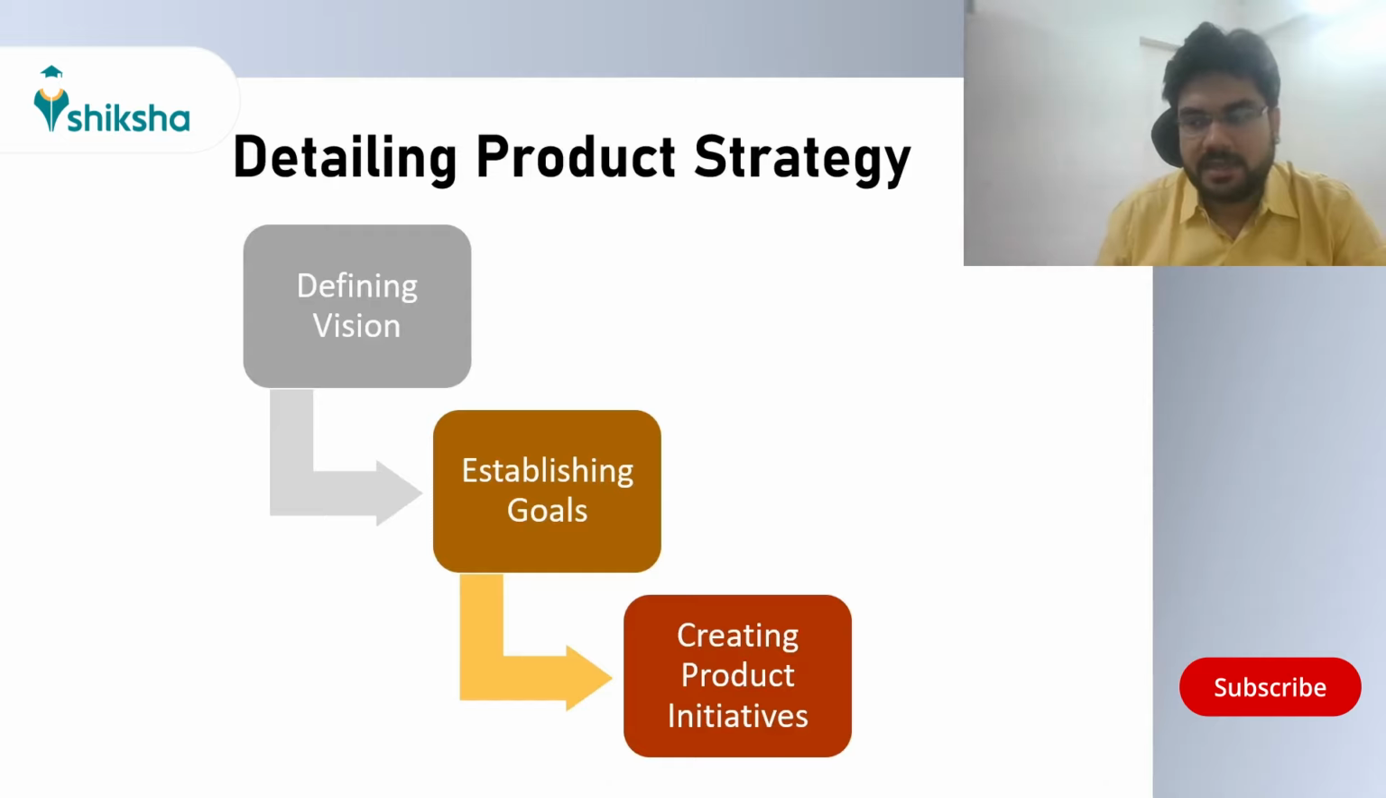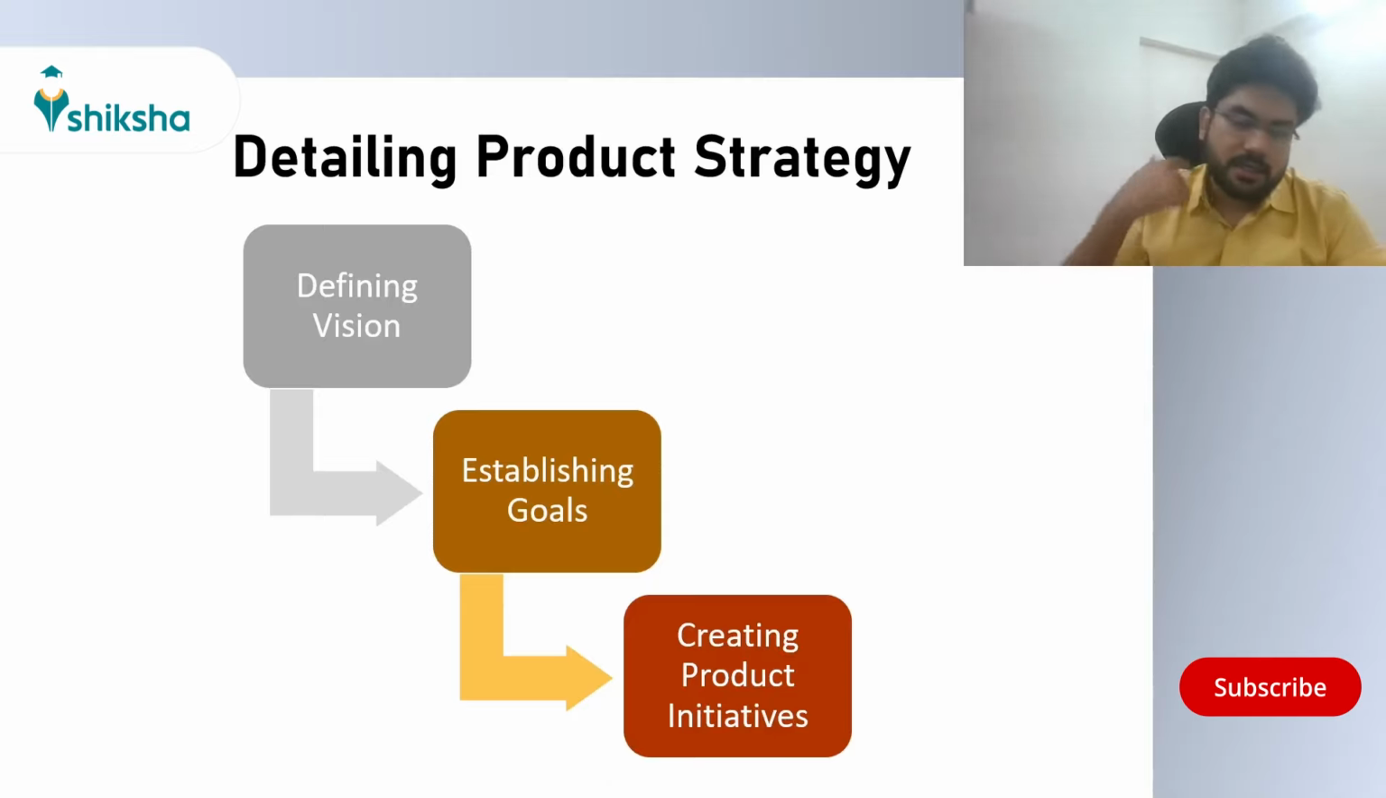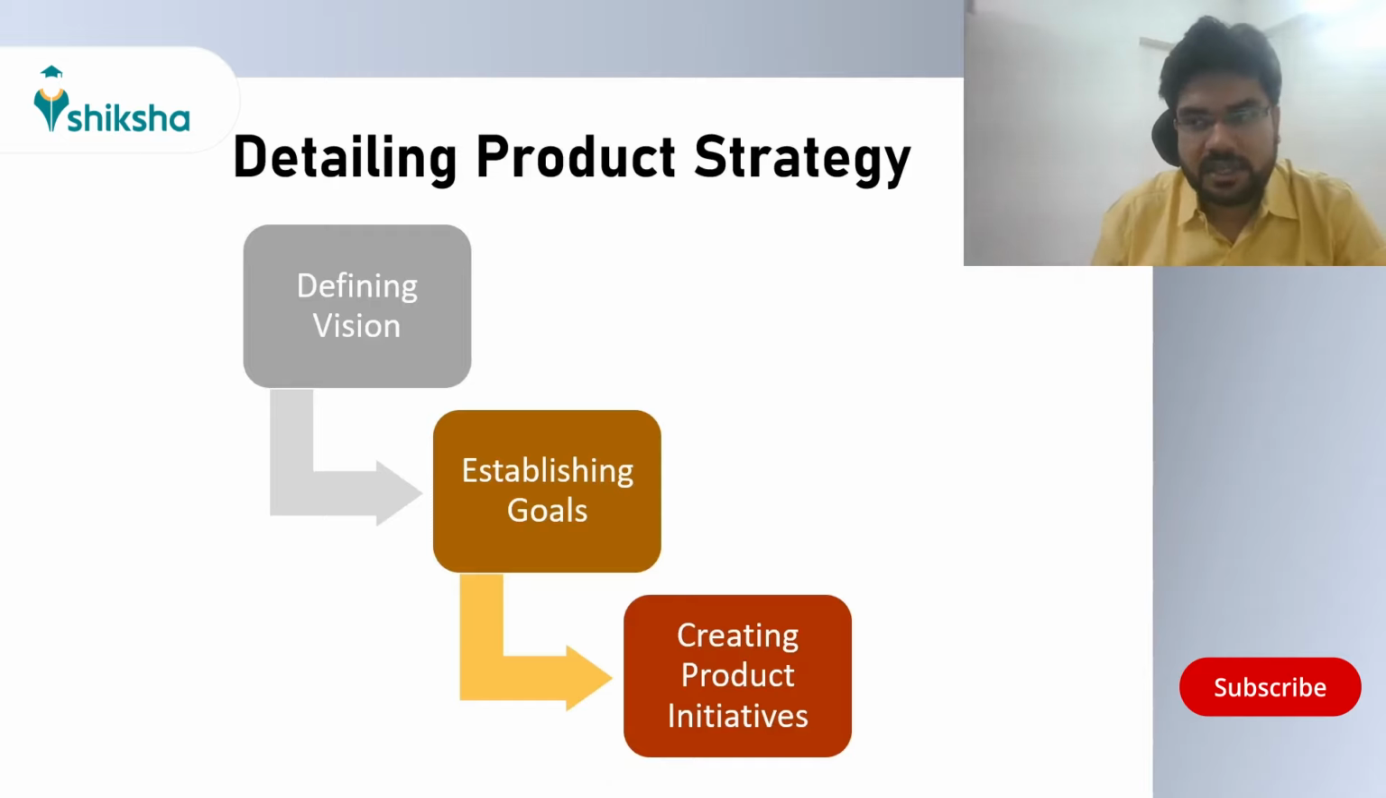So at the end there will probably be two or three features that you'll go on and create based on a certain timeline. So that is how you move from defining a vision to, at the end, creating a timeline of a product feature and then working on it. So this is about detailing the product strategy.